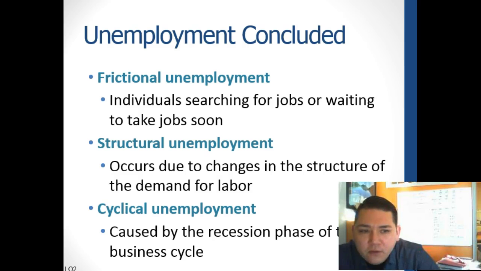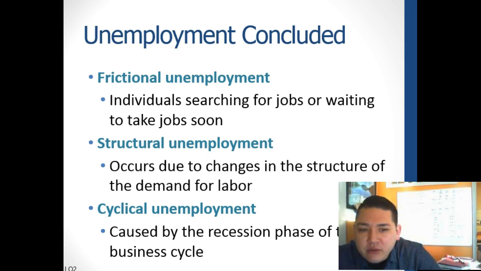Now, frictional unemployment is regarded as somewhat desirable because it indicates that there is mobility as people change or seek jobs. Frictional unemployment is usually a short-term type of unemployment. Structural unemployment occurs when certain skills become obsolete or the geographic distribution of jobs changes. This can be a long-term type of unemployment. And then there's cyclical unemployment, right? And this is usually caused by the recession phase of the business cycle. As firms respond to insufficient demand for their goods and services, output and employment are reduced.